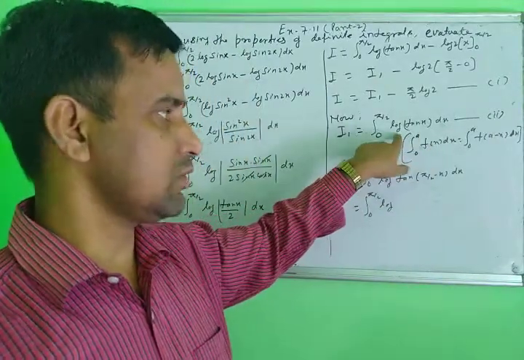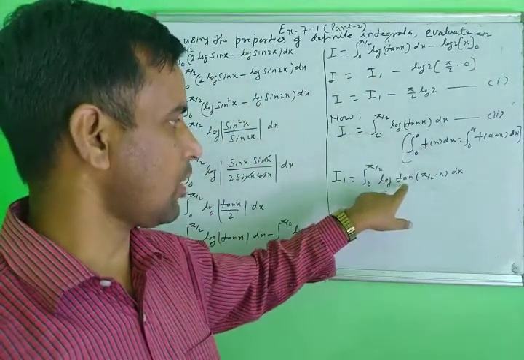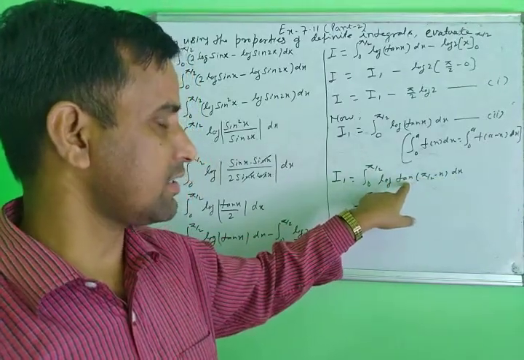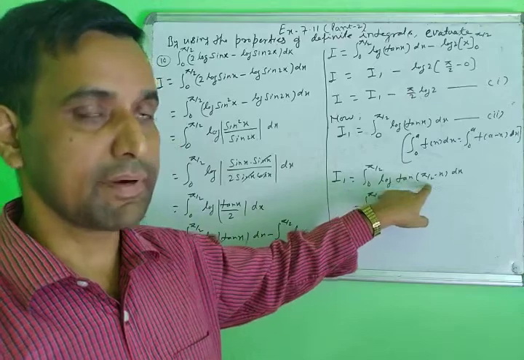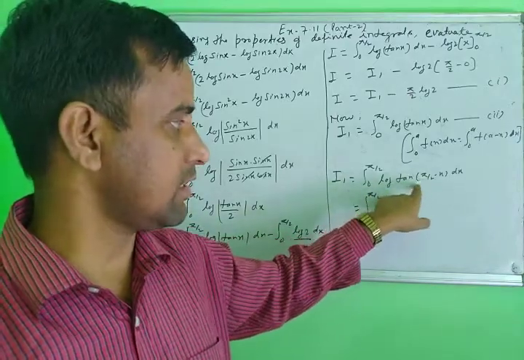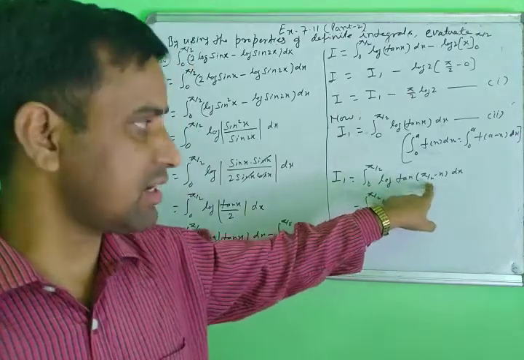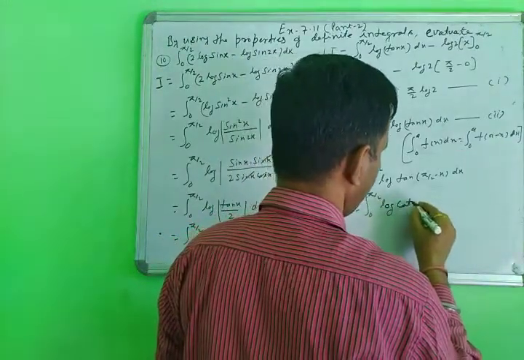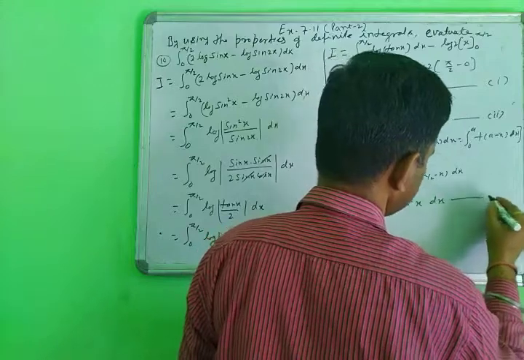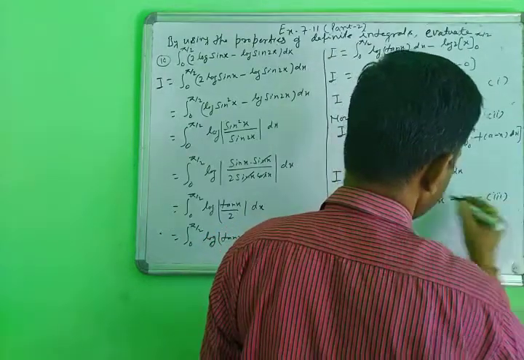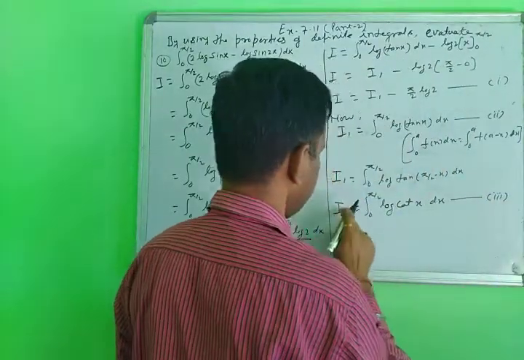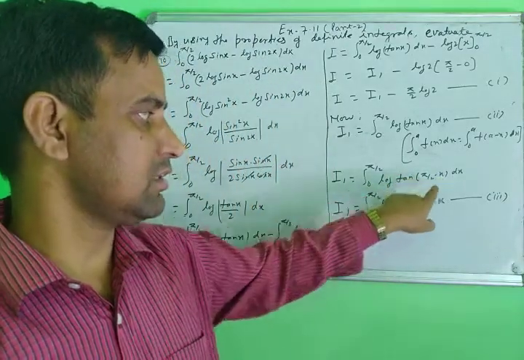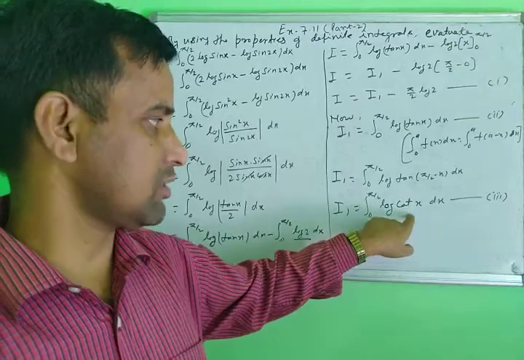Using this property in the second equation, what result comes? Log tan(pi by 2 minus x) dx. You know, tan(90 minus theta) is in the first quadrant, which means the result here is cot theta dx. This is the third equation. This is the I1. When you use tan(90 minus theta), this is cot theta, the log cot theta.